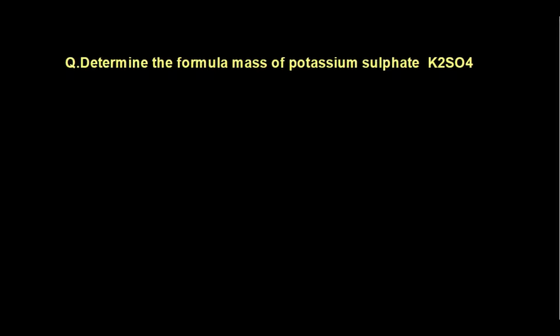Now we will understand this concept with the help of some examples. Determine the formula mass of potassium sulfate. In order to determine the formula mass of potassium sulfate, we will write the formula unit of potassium sulfate. The formula unit of potassium sulfate is K2SO4. We know the atomic mass of potassium is 39 atomic mass unit.